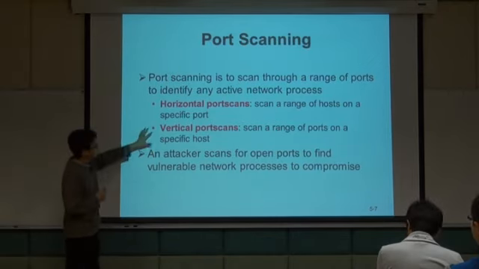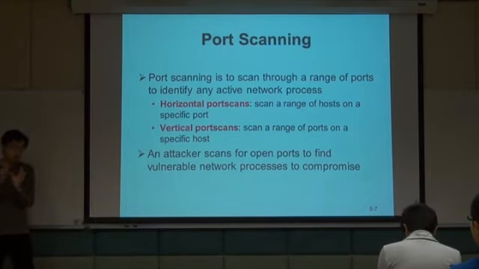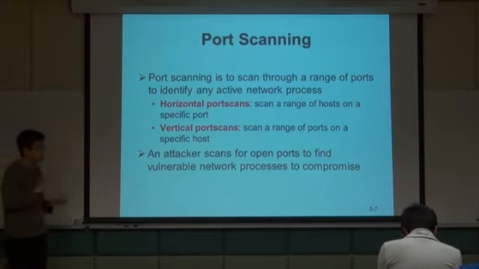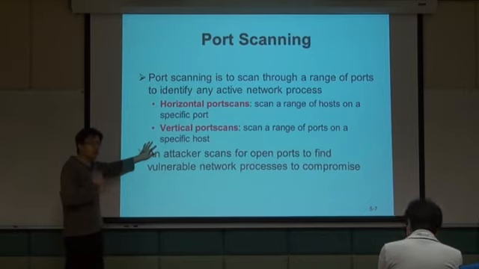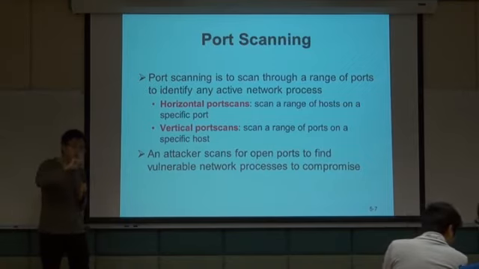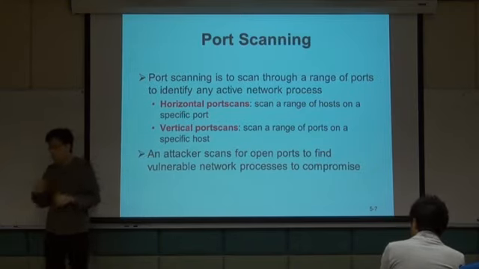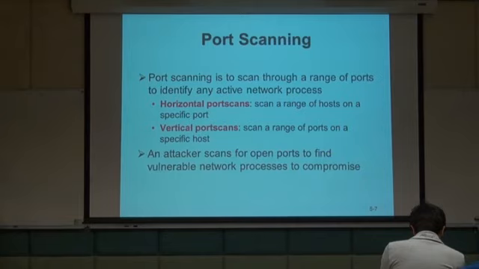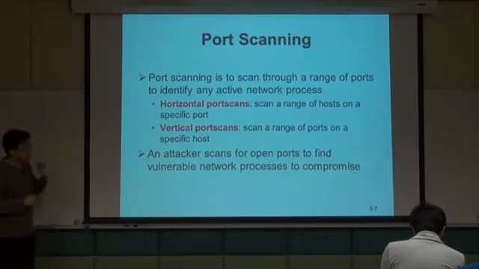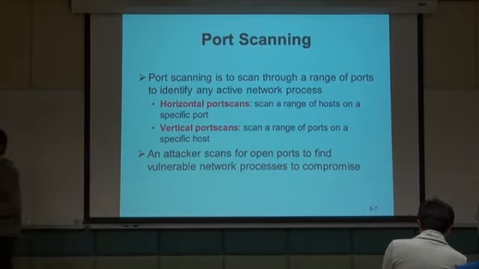Vertical port scan basically is to focus on one single host, fix the host, but scan all the ports. There will be up to 65535 ports. This is called a vertical port scan. So you scan from 0, 1, 2, 3 up to a certain range on a particular host. Of course, when you do the scanning, you can do both horizontal and vertical port scans. What the attacker wants to do is to find the open ports and then try to find the vulnerabilities of the services running on these ports.